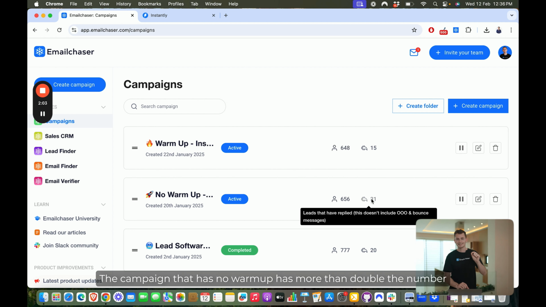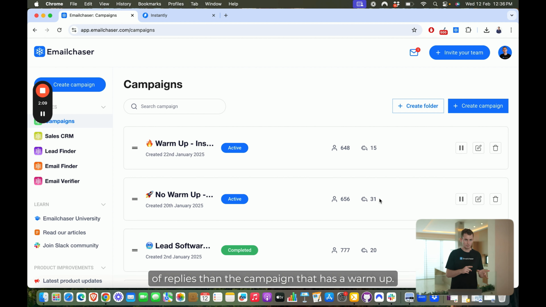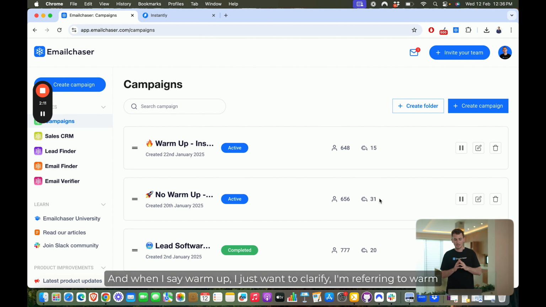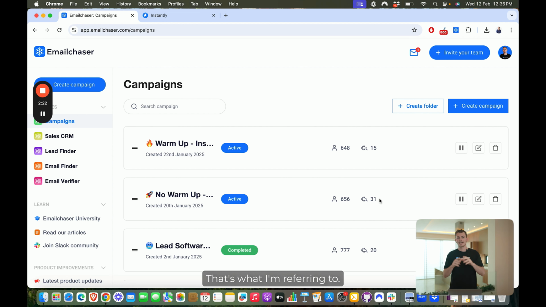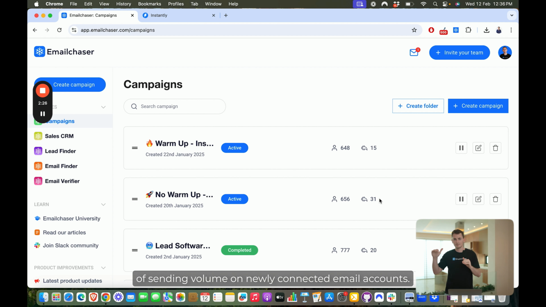The campaign that has no warm-up has more than double the number of replies than the campaign that has a warm-up. And when I say warm-up, I just want to clarify, I'm referring to warm-up tools where you connect your email accounts to a warm-up network and they send basically fake emails to each other to simulate engagement. That's what I'm referring to. I'm not talking about the gradual buildup of sending volume on newly connected email accounts.